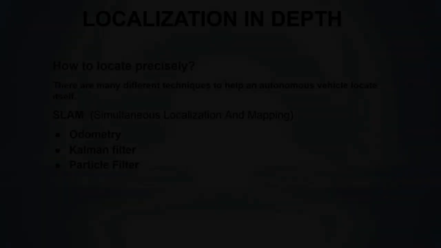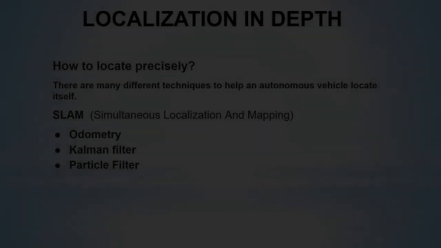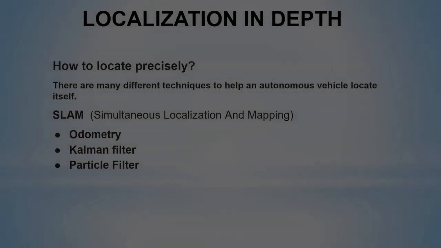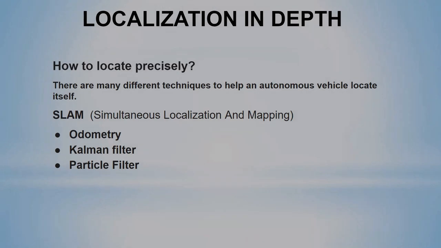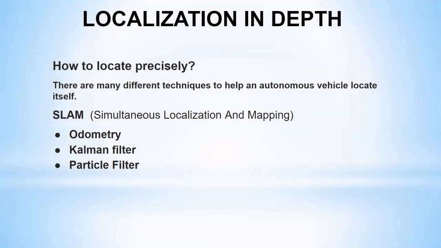There are many different techniques or algorithms to help an autonomous vehicle locate itself. And all of these techniques come under the general umbrella of the term SLAM, or simultaneous localization and mapping, which basically means that we have to pinpoint ourselves in the surroundings by referencing our positions with other objects or landmarks in the same surrounding. Some of these techniques are odometry, Kalman filtering, or particle filtering.